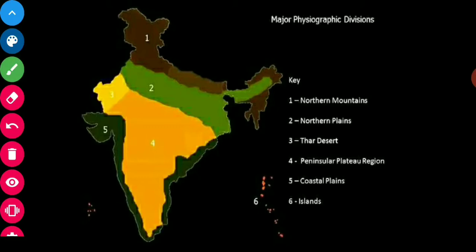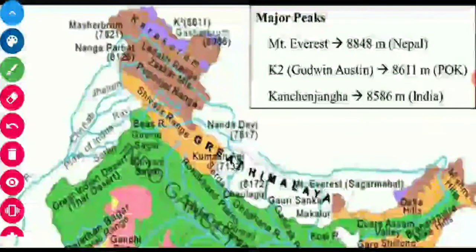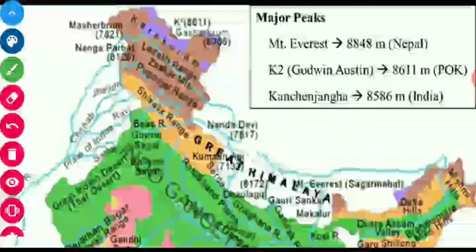Now we will discuss these 6 physical divisions of India one by one. The first one is the northern mountains. The mountain ranges run along the entire northern boundary of India. The northernmost range is the Karakoram range. The Karakoram range has Mount Godwin Austen, the world's second highest peak.